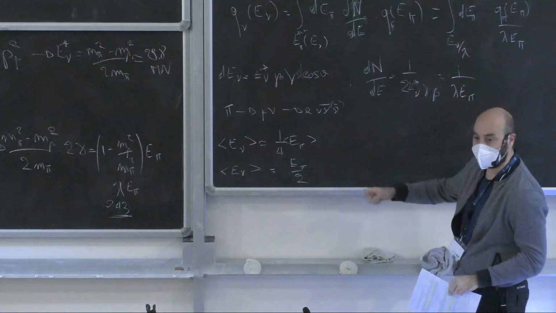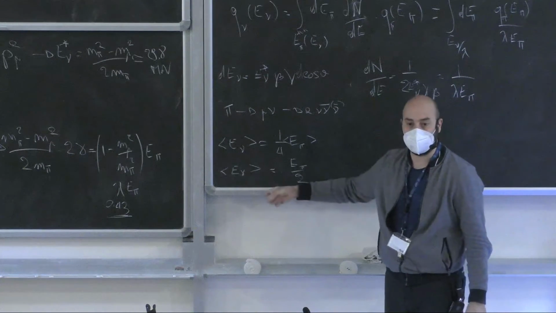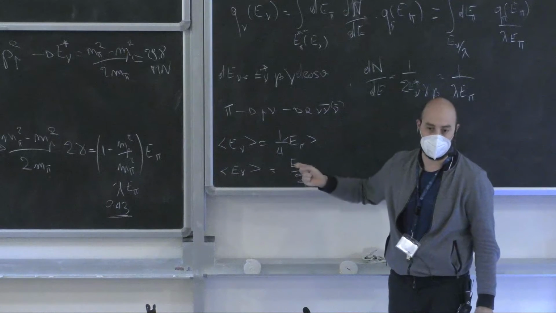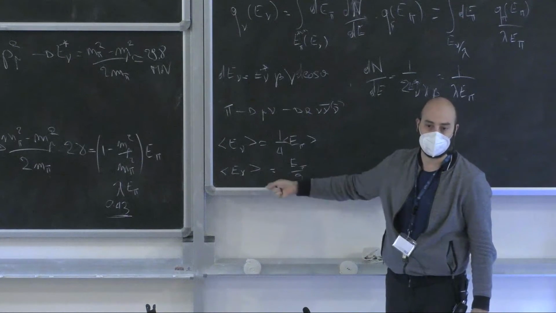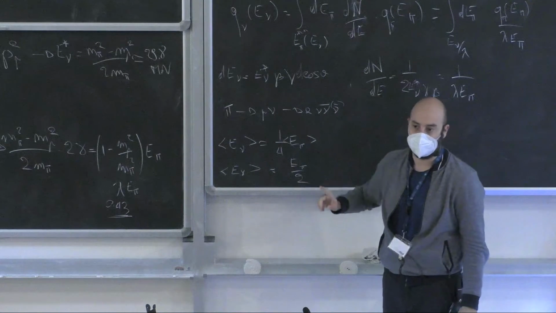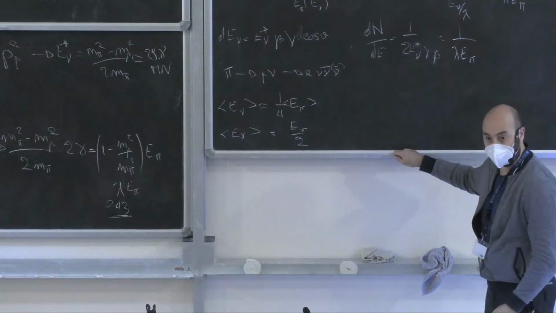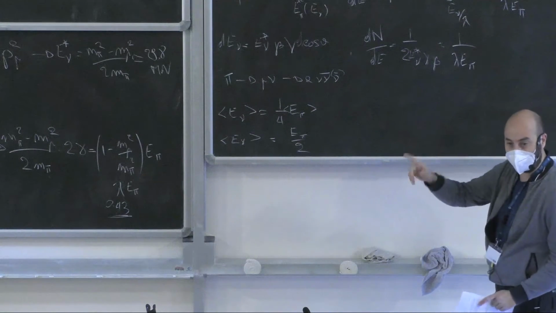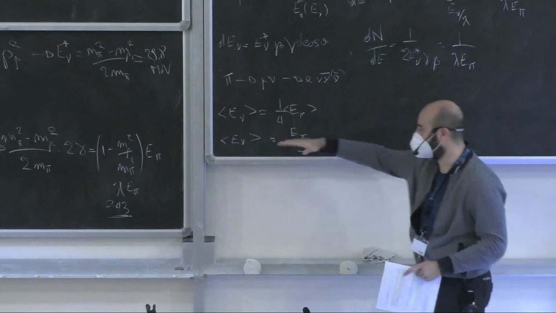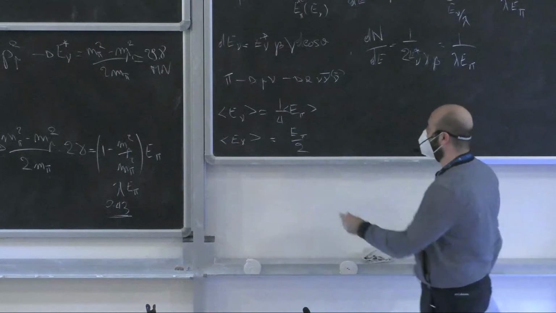So the average energy of a neutrino is going to be half of the average energy of a photon associated to the same type of processes. Concerning energy, total energy, not energy of a single particle, but total energy available in the photon and neutrino channel, what can we say?